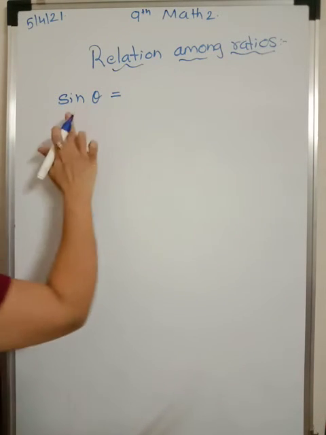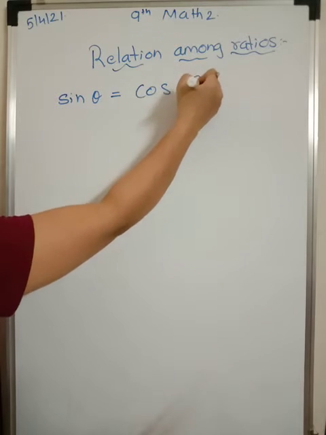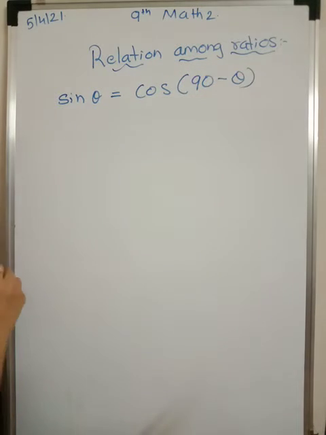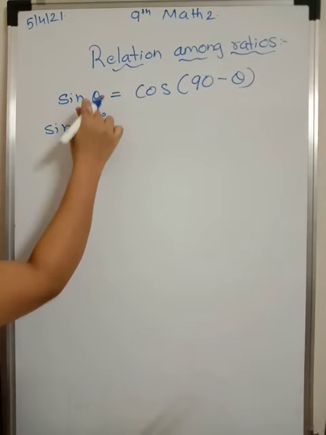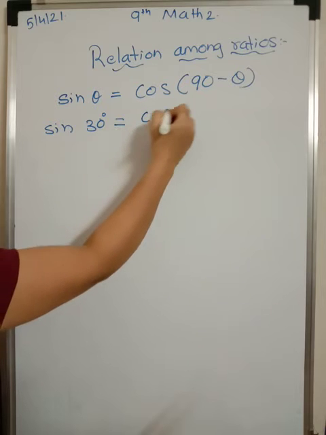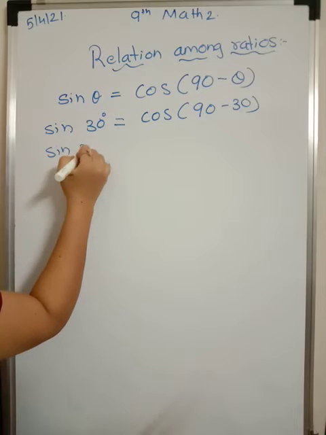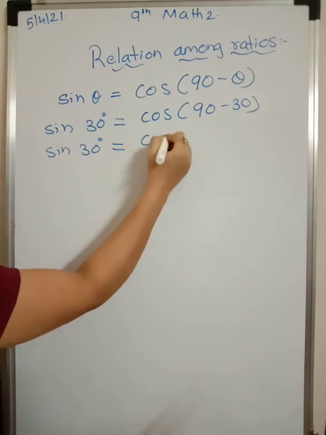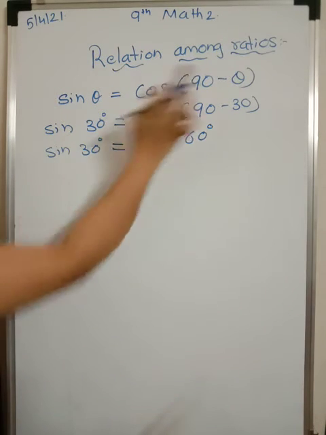What is the relation? Cos theta can be written in terms of sin theta and sin theta can be written in terms of cos theta. So if you want to find sin theta in terms of cos theta, it is always cos of 90 minus theta. Remember this. What does it mean? For example, sine of 30 degrees, theta is my 30 degrees. This is equal to cos of 90 minus 30. That means sine 30 degrees will be the same as cos of 90 minus 30, which is 60 degrees. Are you getting the meaning of cos of 90 minus theta?